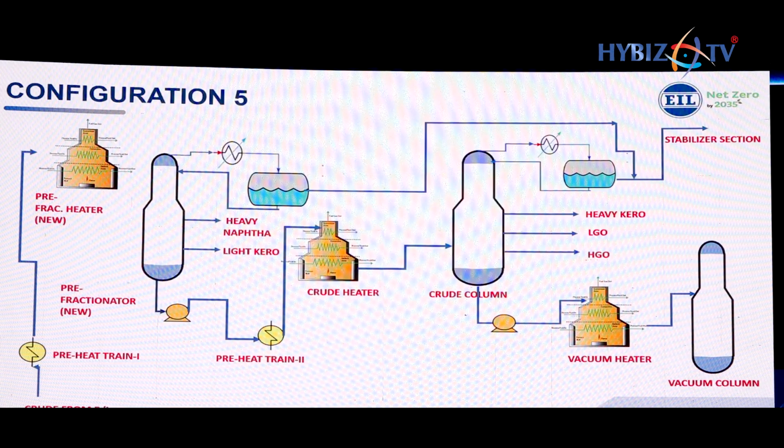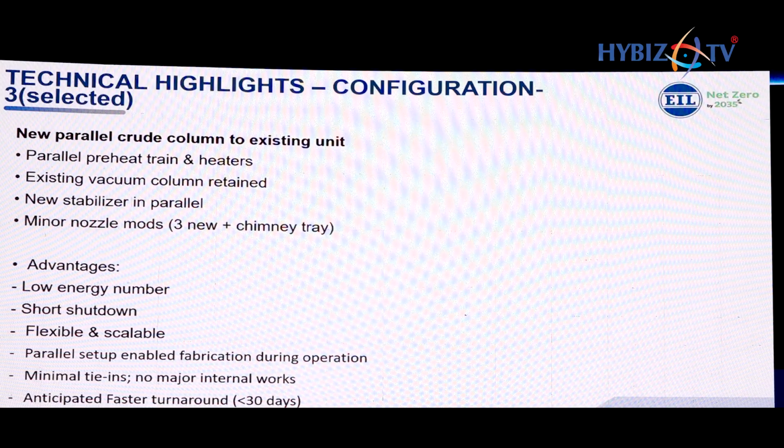Coming down to that, what were the technical highlights? Configuration 3 was the selected configuration: a parallel preheat train and parallel heater. The existing vacuum column is retained, with a new stabilizer in parallel. We didn't struggle with the stabilizer either. Then there is only minor nozzle modification in the crude column, so we kept the crude column clean as much as possible.